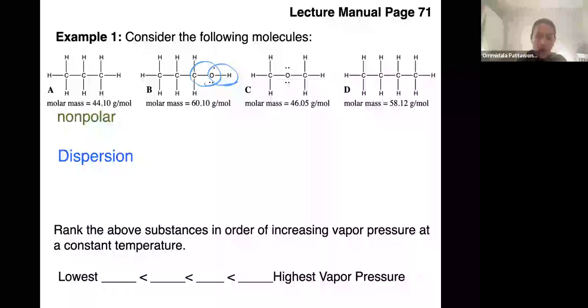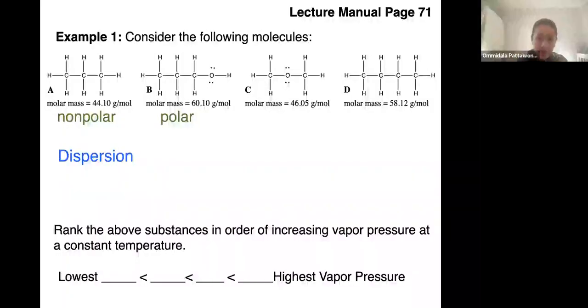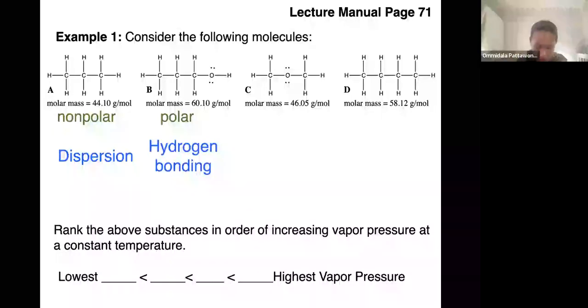It's going to cause an asymmetric dipole moment. So in this case, this molecule is considered a polar molecule. Because it is a polar molecule, it is going to contain dispersion force and also dipole-dipole. But the strongest one would be hydrogen bonding, because if you look at this, hydrogen is bonded directly to the oxygen. So that is the definition of hydrogen bonding. So in this case, molecule B exhibits hydrogen bonding.